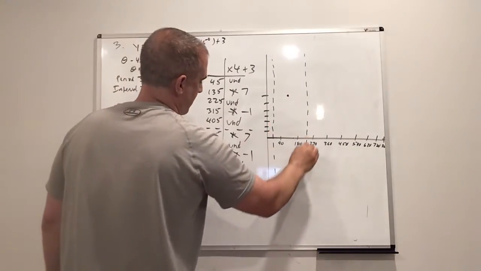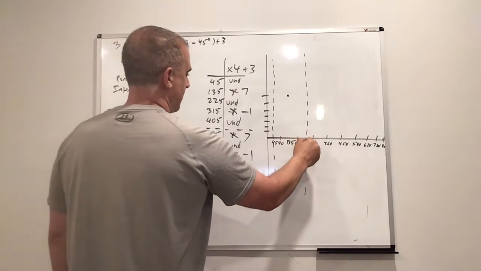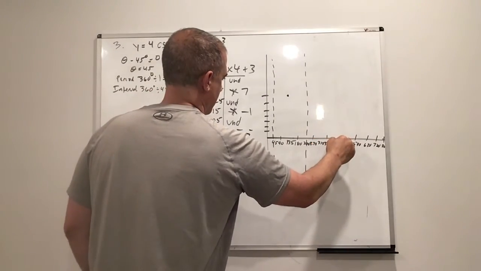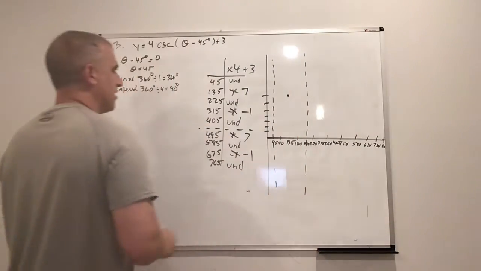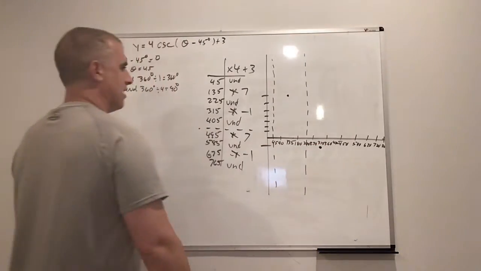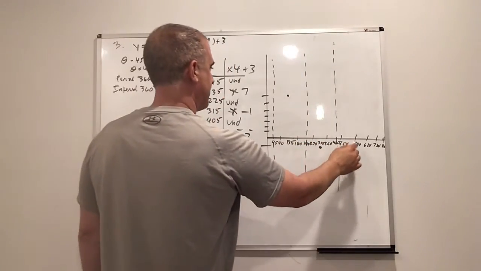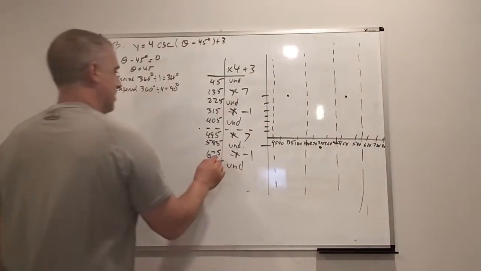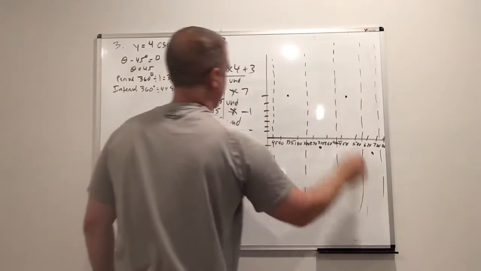225, I'm undefined. If you wanted to divide these out and figure out, they're all the 45s if you wanted to do that. We usually work in radians, so if you want to do that, you can. You don't have to though. So 225, I'm undefined. At 315, I'm at negative 1. At 405, I'm undefined. At 495, which would be halfway here, I'm at 7. At 585, it's halfway here, I'm undefined. At 675, I'm at negative 1. And at 765, I am undefined.